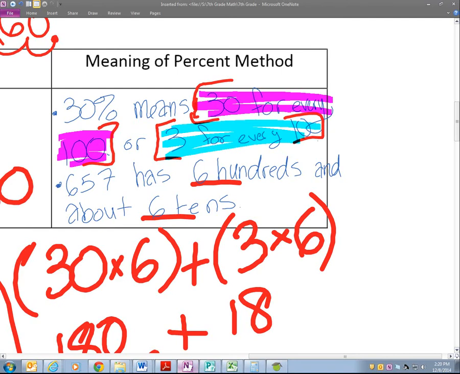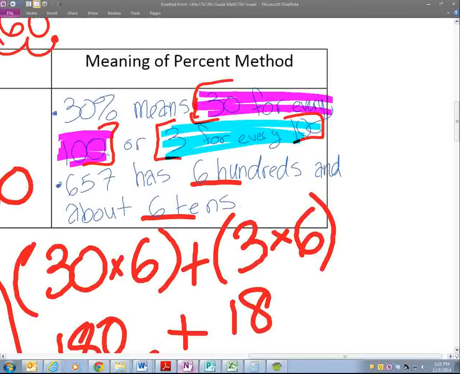Now, 657 has how many hundreds in it? How many hundreds are in that number? There are 6 of them, because you can see on the board and you know that. There are 6 hundreds in 657. And for those of you that already had Spanish this year, that's the same way that you count. There are 600s. Seiscientos. Seis, as in 6, cientos, hundreds, seiscientos.